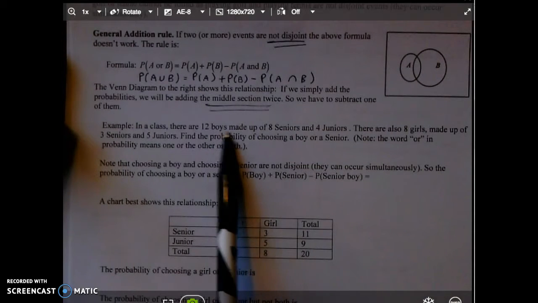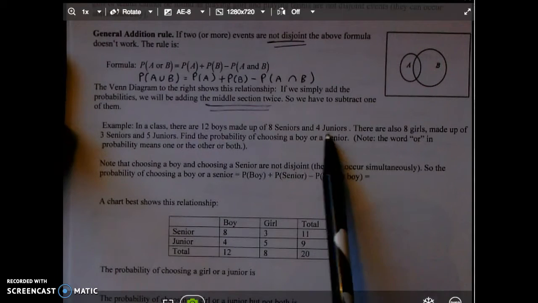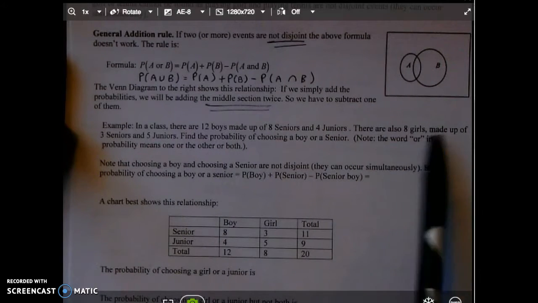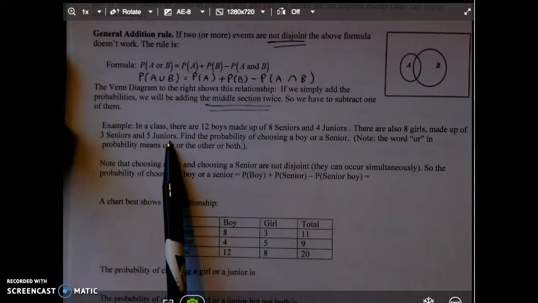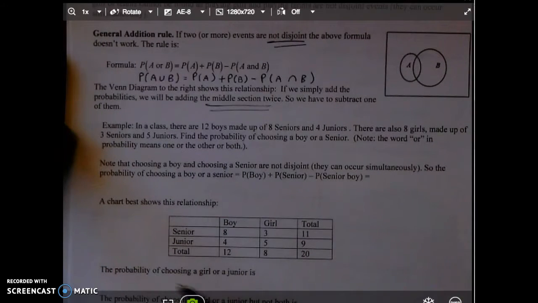So here we have an example. There are 12 boys made up of 8 seniors and 4 juniors. There are also 8 girls made up of 3 seniors and 5 juniors. We can record that as a two-way table like this.